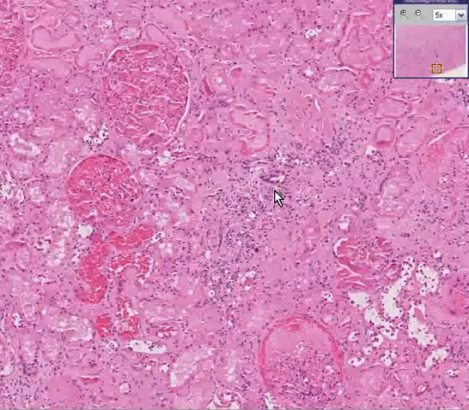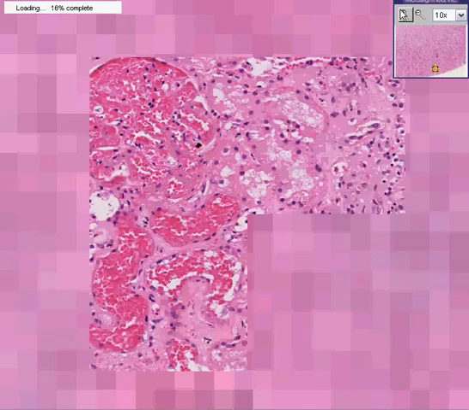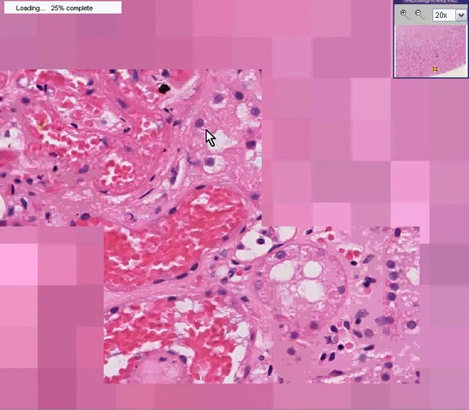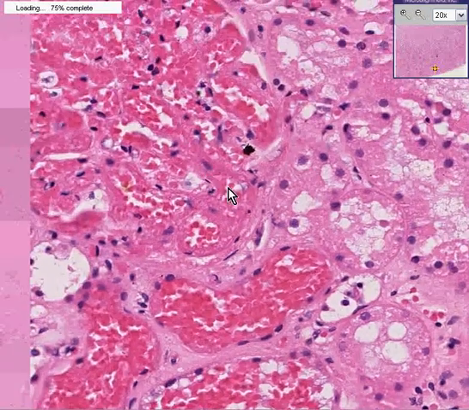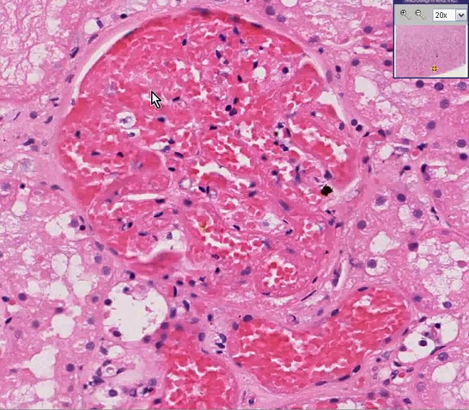Well, let's zoom in on one of the glomeruli. And you'll notice that not only does it seem to be very much congested, but it seems like the glomerular vessels are also filled with some granular red material as well.